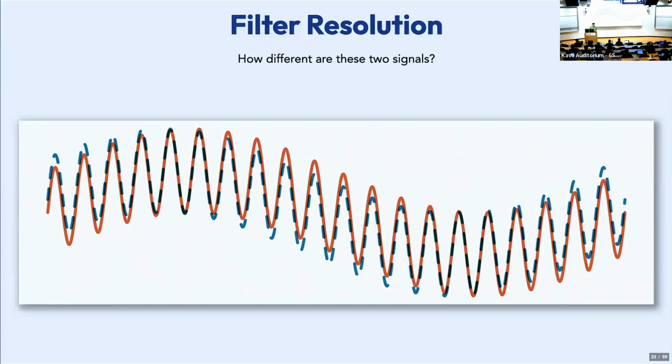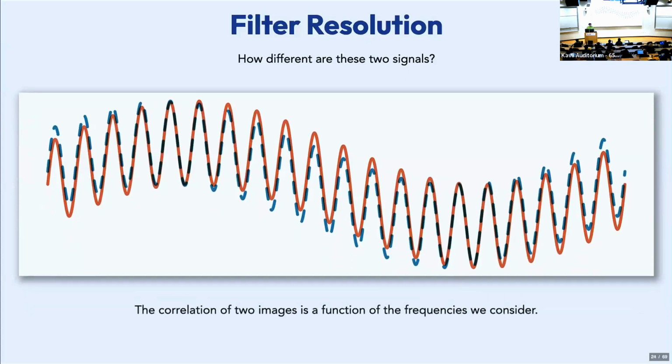That is what filter resolution controls. If we set a low filter resolution, we'll say these are different because they have that phase shift in the low frequencies. If we set a high filter resolution, we'll say these are the same because the high frequencies look similar and the overall wave is very similar, right? So this is what we're controlling with that filter resolution.